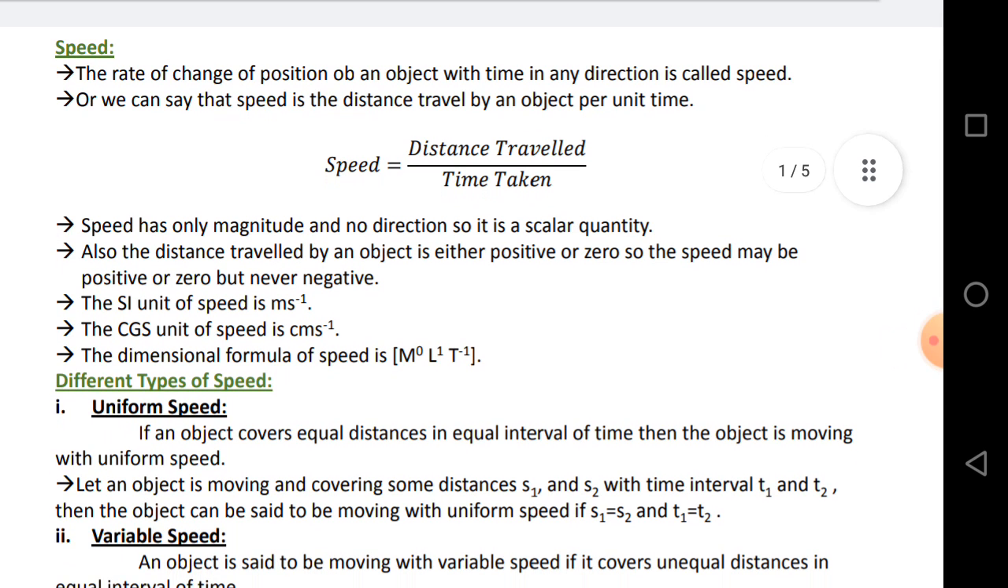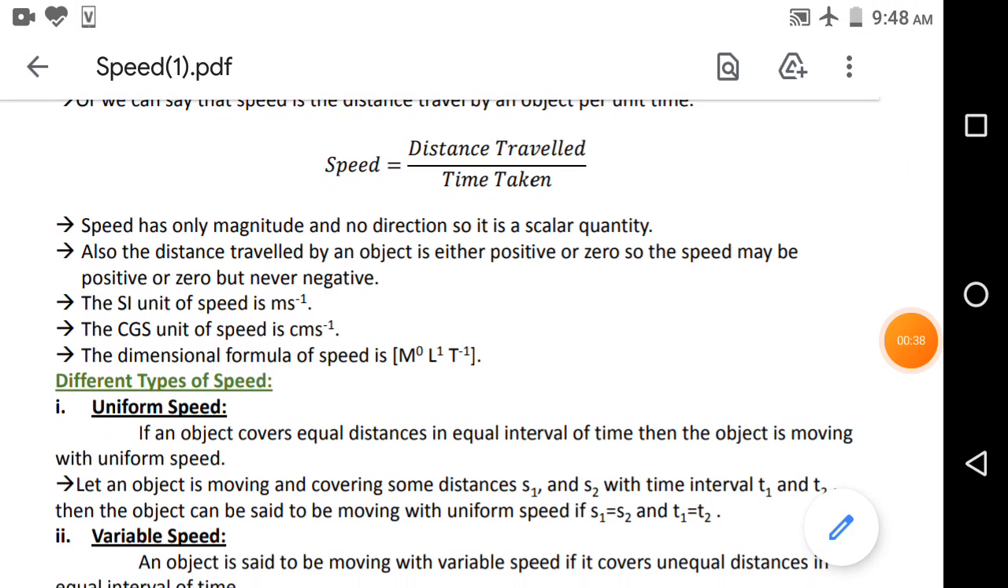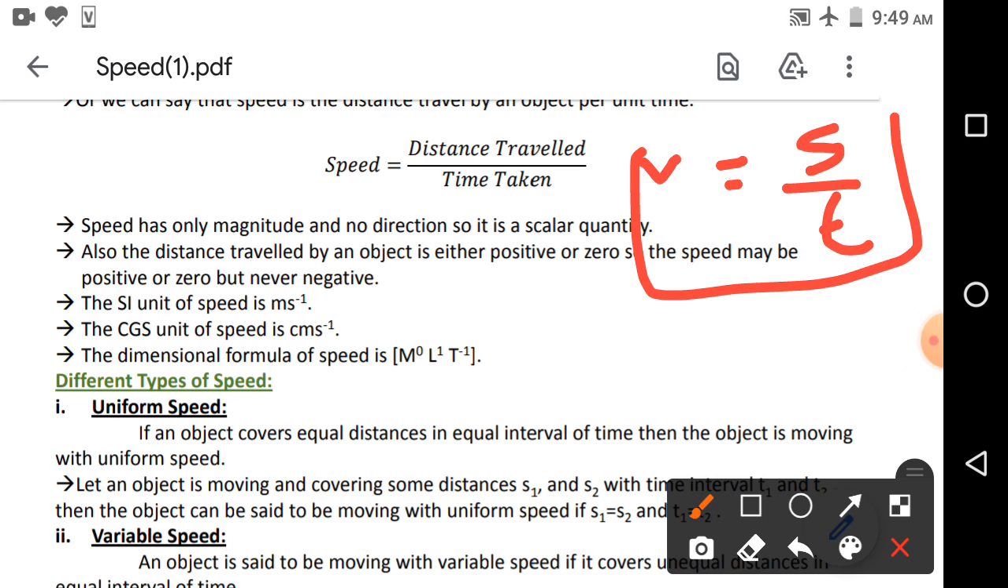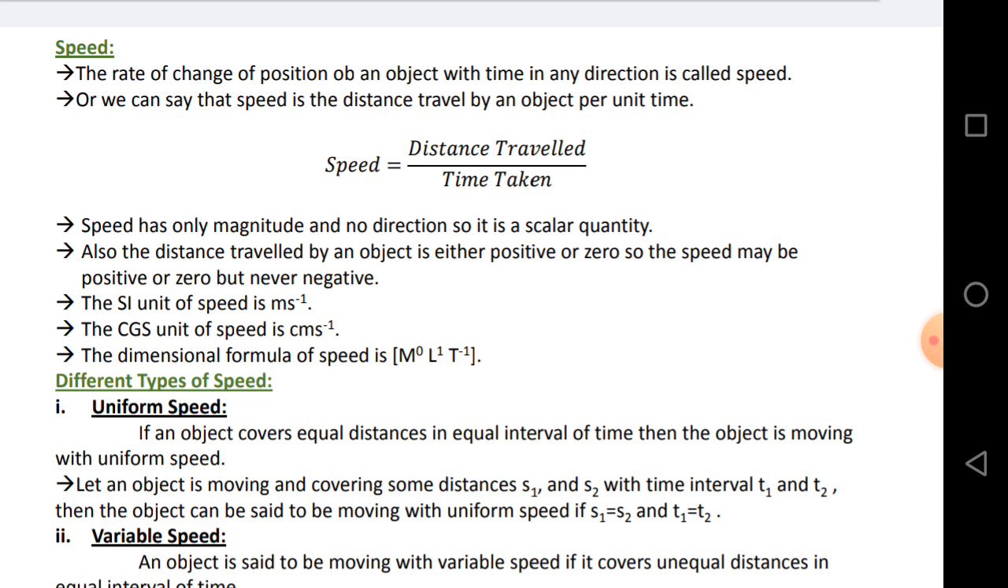Okay, so the formula of speed is distance traveled by time taken. Speed can be denoted by small v, distance can be denoted by small s, time is denoted by small t. So speed is distance by time. Speed has only magnitude and no direction, so this is a scalar quantity. Scalar quantities have no direction, but they have magnitude.